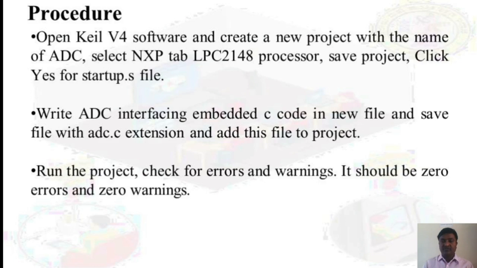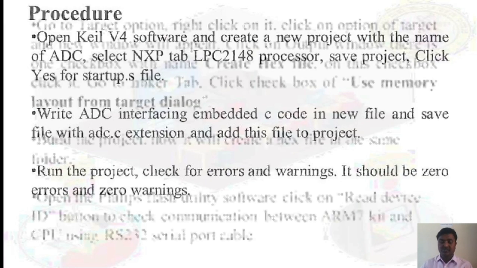Open Keil version 4 software and create a new project with the name ADC. Select the NXP tab, LPC2148 processor, save the project, click yes for the startup.s file, write the ADC interface embedded C code in a new file, save the file with the adc.c extension and add this file to the project. Run the project and check for errors and warnings; there should be 0 errors and 0 warnings.